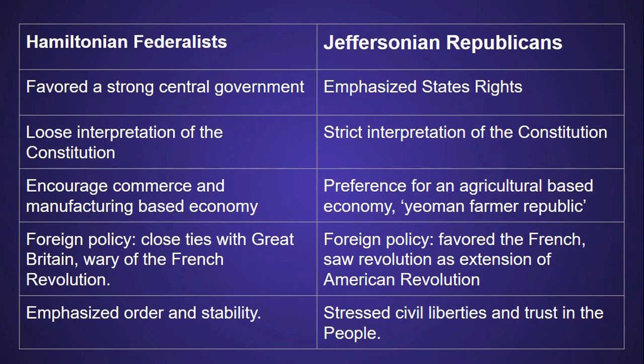The Republicans were outraged when the U.S. got into an undeclared quasi-war with France during the Adams administration. Lastly, the Hamiltonians emphasized the government playing a strong role in creating order and stability, while the Jeffersonians were always wary of a strong government, and they stressed protection of civil liberties and trust in the people.